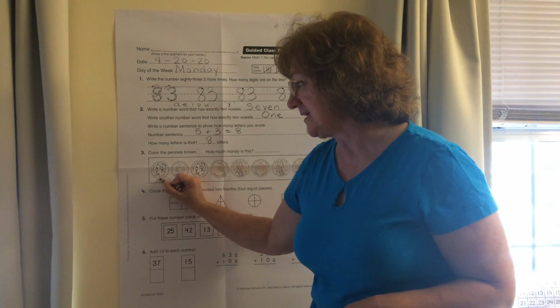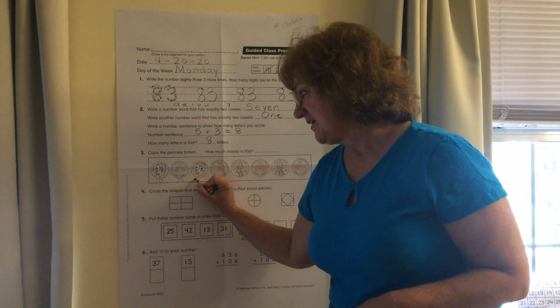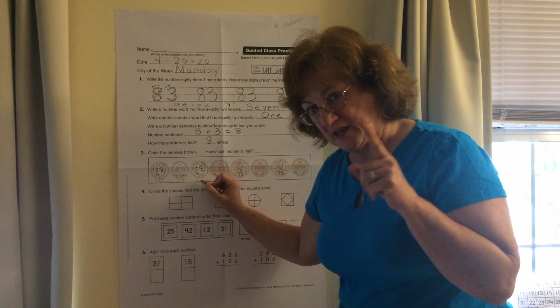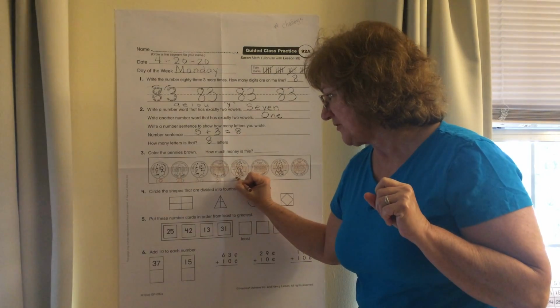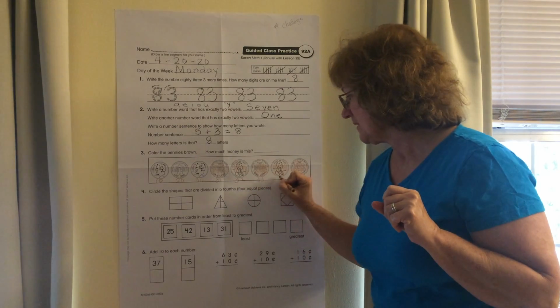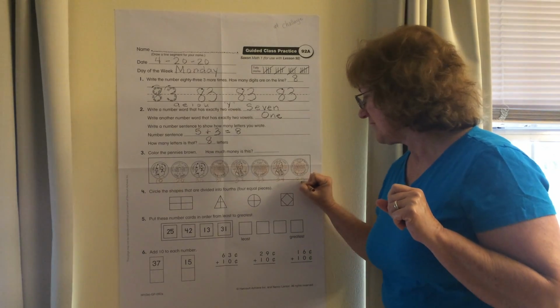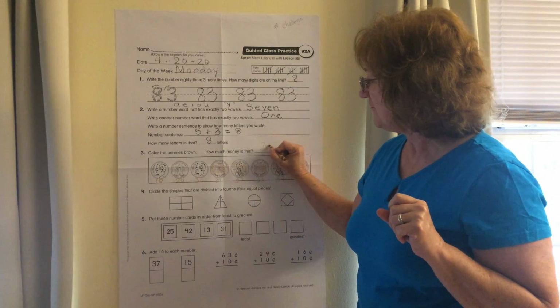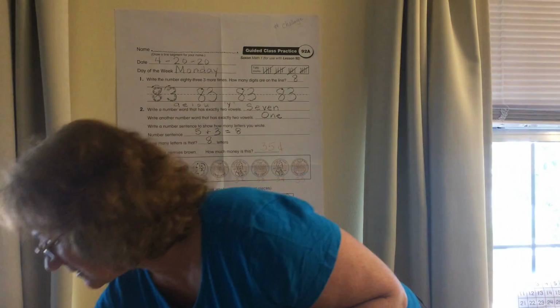So we're going to count by tens. 10, 20, 30, and then we're going to add by ones. 31, 32, 33, 34, 35. 35 cents. Let me switch back to my black.